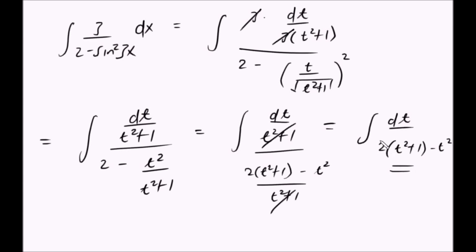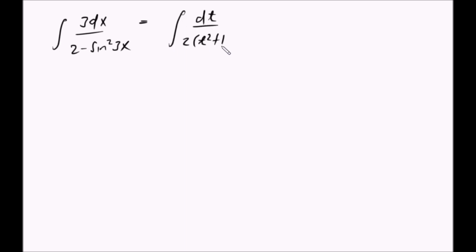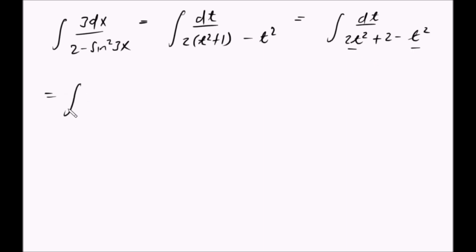So let's start a fresh page from here. Since we wanted to integrate 3 dx over 2 minus sine squared of 3x, after bringing in t as tan of 3x, we got dt over 2 times t squared plus 1 minus t squared. Simplifying the denominator, this becomes dt over 2t squared plus 2 minus t squared. This minus this, I remain with t squared. So it becomes dt over t squared plus 2.